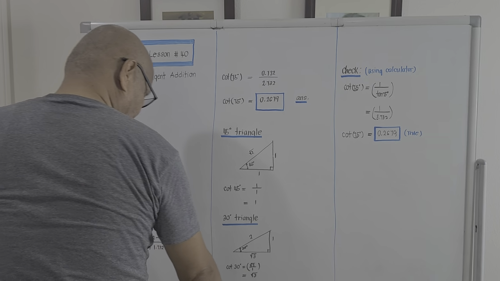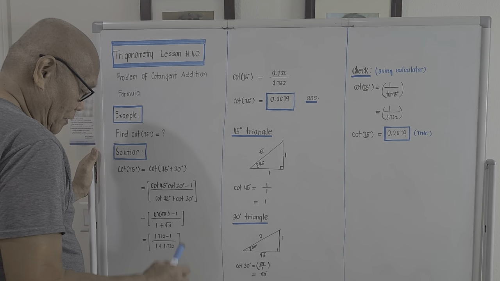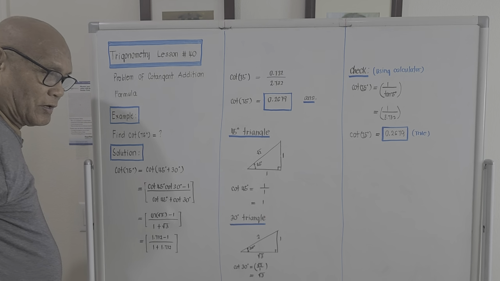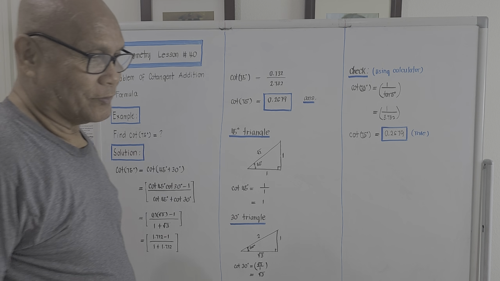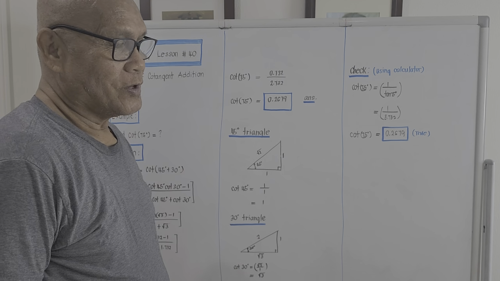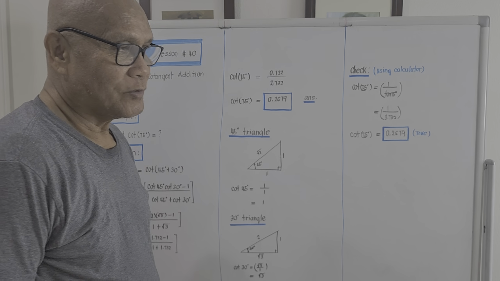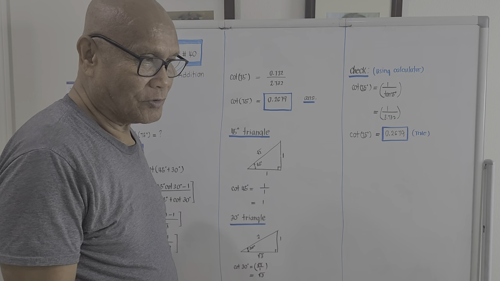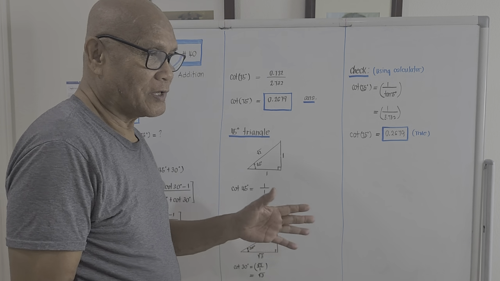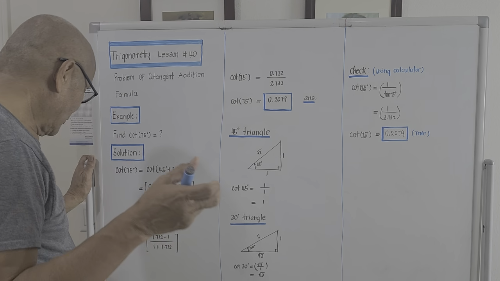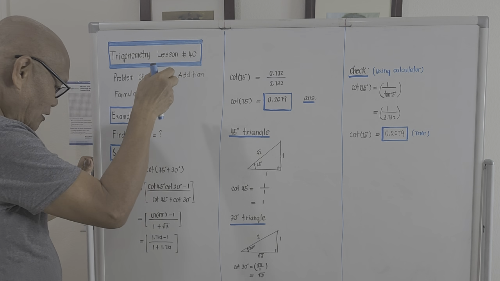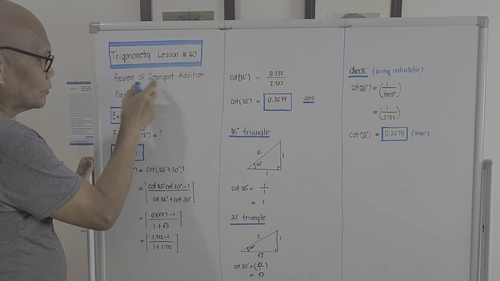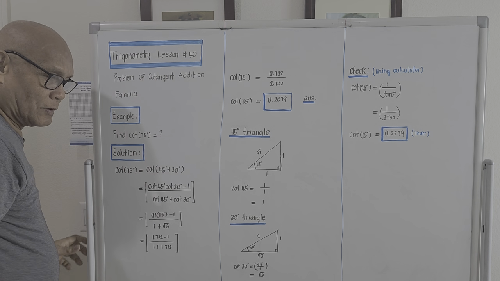The subject matter for tonight will be trigonometry, and this is now lesson number 40. Wow, we are running smooth. I think we are almost 80% done with the study of trigonometry. So this will be a good preparation if you plan on taking up engineering. The title of the topic for tonight will be Problem of Cotangent Addition Formula.